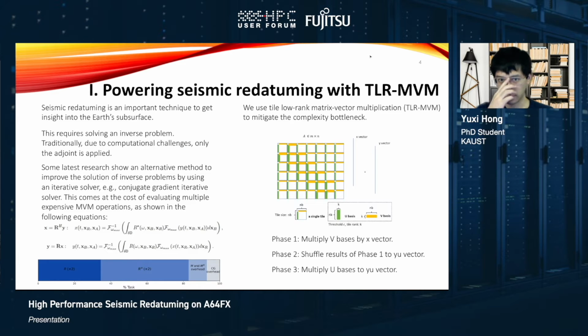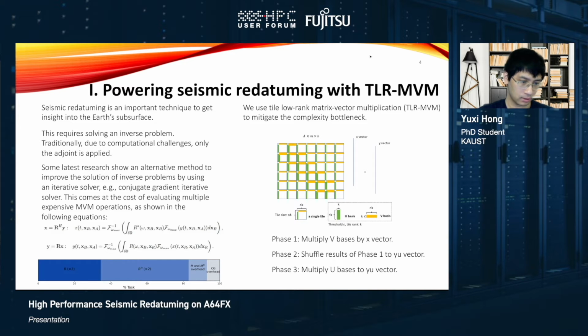So let me give some seismic redatuming background. It is an important technique to get insight into the Earth's subsurface. This requires solving an inverse problem. Traditionally, this was only applied to the adjoint operation due to the computational challenge. Some latest research showed an alternative method to improve the solution using the conjugate gradient method. But this comes at the cost of some expensive matrix vector multiplication operations.